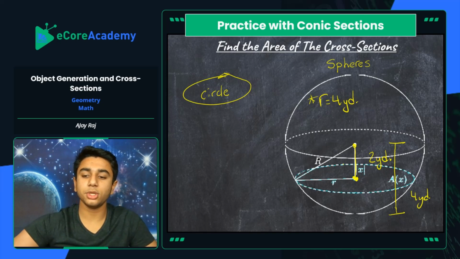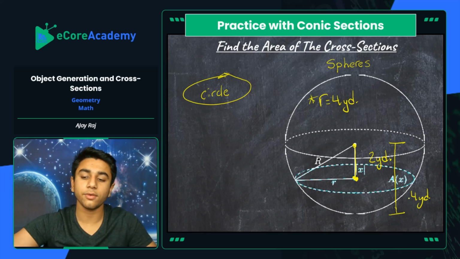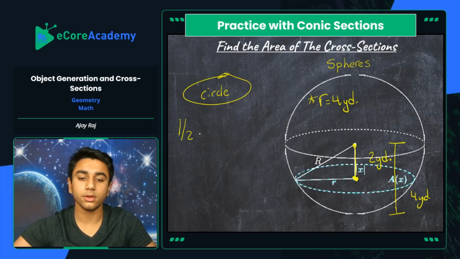So we know that this is going to be 2 yards below the given center. So that's going to be half the distance of the radius. So we know that 2 yards over 4 yards is going to be 1/2. So 1/2 is what we're given, equals 2 yards over 4 yards.